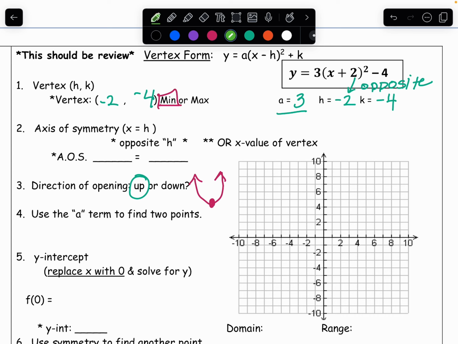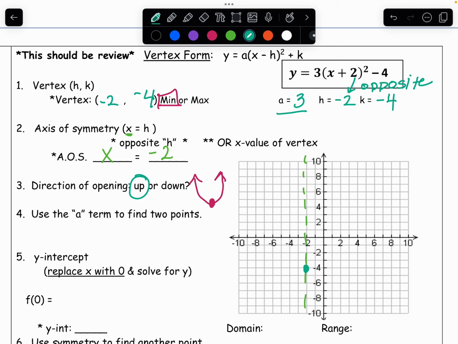Now what's really cool about vertex form is vertex form gives you your axis of symmetry. It is the x value of your vertex. So x equals negative 2. So you can think of it as the opposite value of inside the parentheses, or I like to just write the vertex and then drop that down into my axis of symmetry. So here's our axis of symmetry at x equals negative 2. And then my vertex, negative 2 comma negative 4.